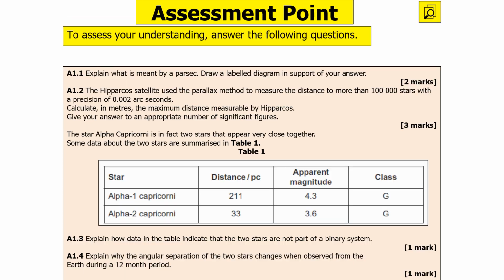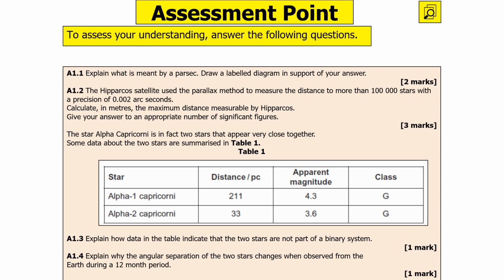The next question says, firstly, explain what is meant by a parsec and draw a labelled diagram in support of your answer. Then Hipparcos satellite used the parallax method to measure the distance to more than 100,000 stars with the precision of 0.002 arc seconds. Calculate the distance in meters, the maximum distance measured by Hipparcos, and give the answer to the appropriate significant figures.